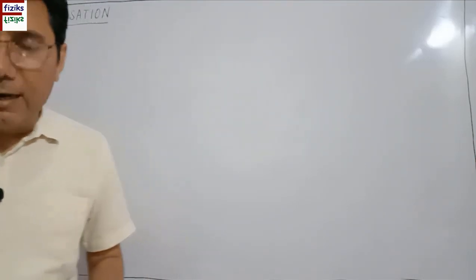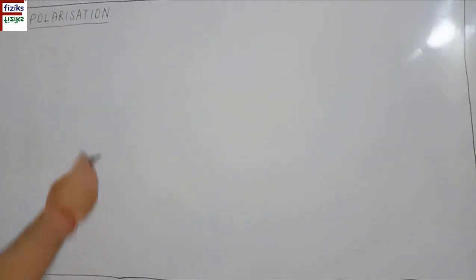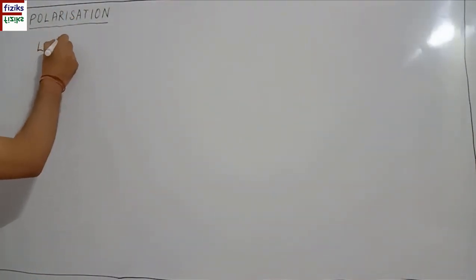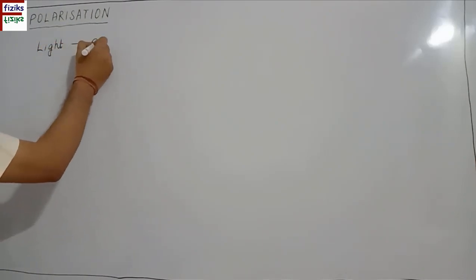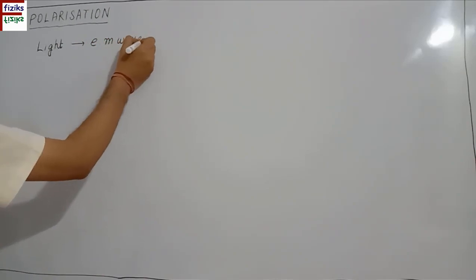First I will start with plane polarized light. So first question arises, what is the meaning of plane polarized light? If we are considering light, then light is an EM wave. Light is an EM wave.